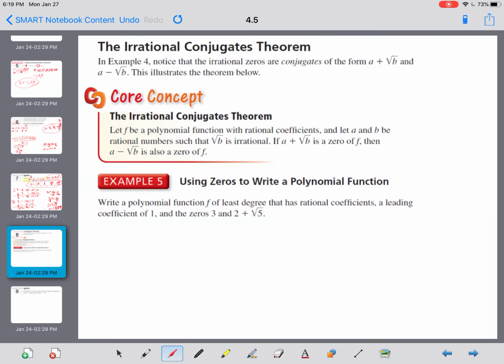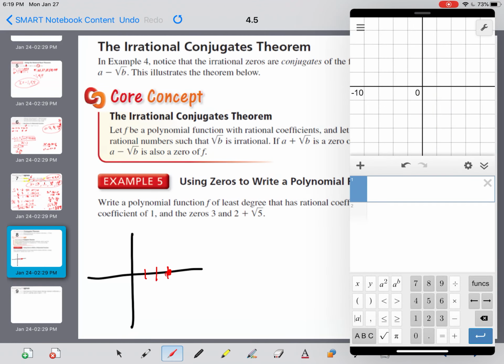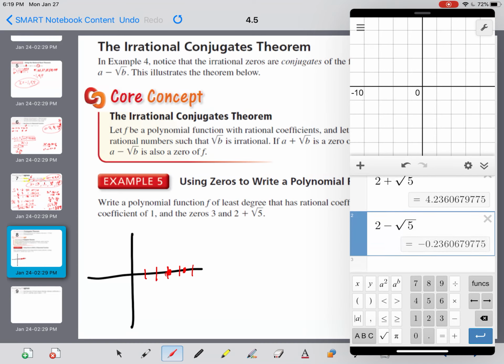The zeros are 3 and 2 plus the square root of 5. So if we draw it on a graph, they're going to hit at 3, and it hits at 2 plus whatever the square root of 5 is. So let's look at it in decimals. What's 2 plus square root 5? About 4.236. So 3.236 is about there. But what they're saying is, if you have the 2 plus square root of 5, you've also got to have the 2 minus square root of 5, which is going to be negative 0.236.